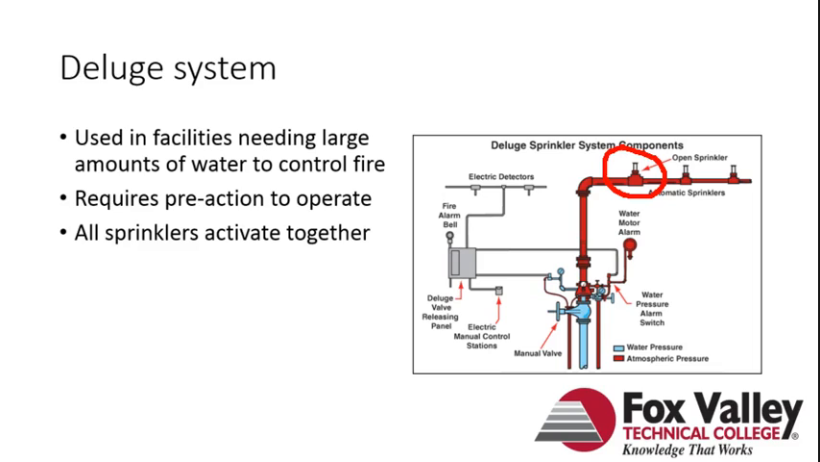So that's the big difference between these: the deluge system is going to flow through all the sprinklers. The pre-action system isn't.